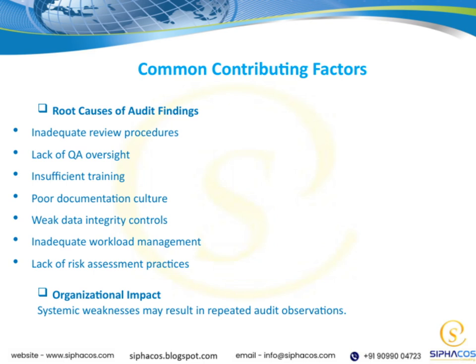Insufficient training also plays a role, because if team members don't have the right knowledge or skills, they're more likely to make errors or miss important details. Poor documentation culture can be a silent problem. It makes it harder to track what was done, why, and by whom, which hampers accountability and transparency. Weak data integrity controls are equally critical.